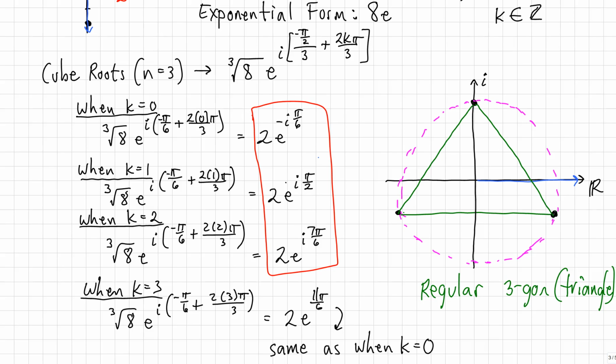So the vertices here, this point, this point, this point, those are our cube roots of -8, and when connected, they form a regular polygon. In this case, a regular three-gon because it was cube roots.